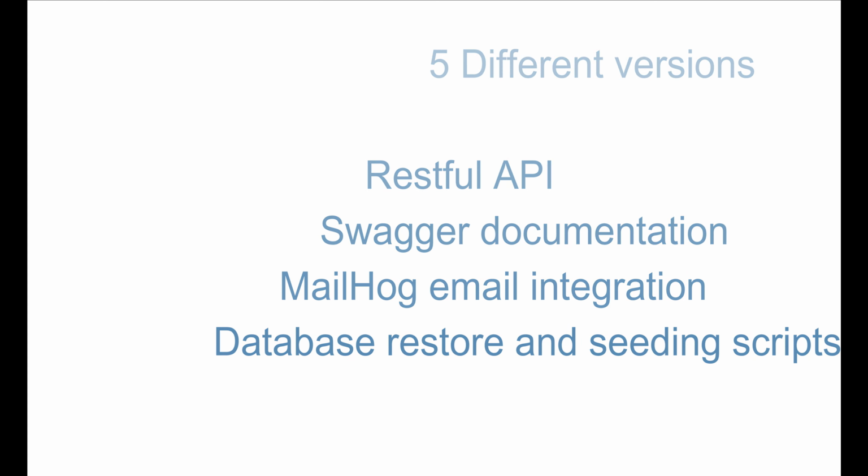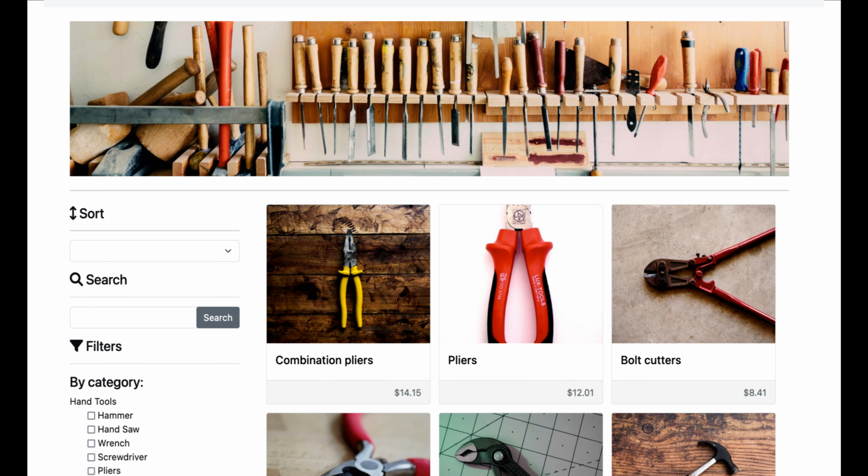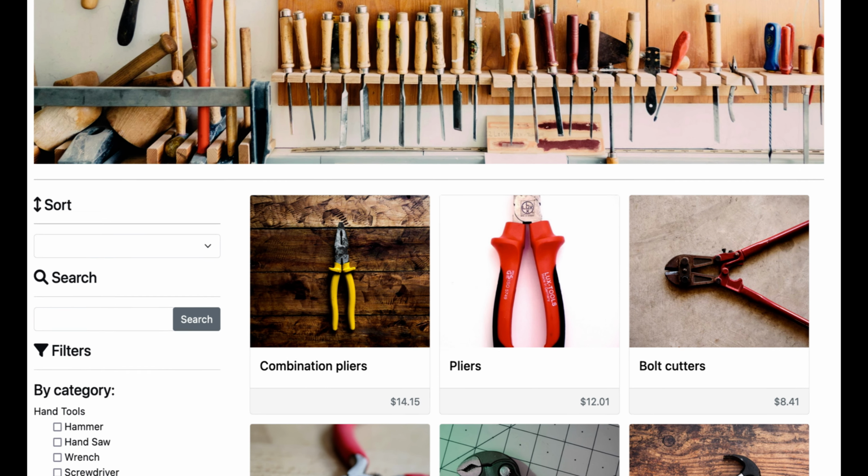Plus, there's even a version loaded with nearly 100 known bugs. Perfect for sharpening your bug hunting abilities.